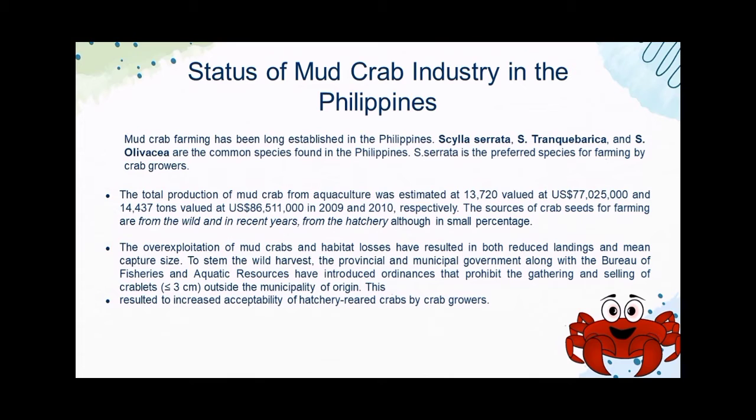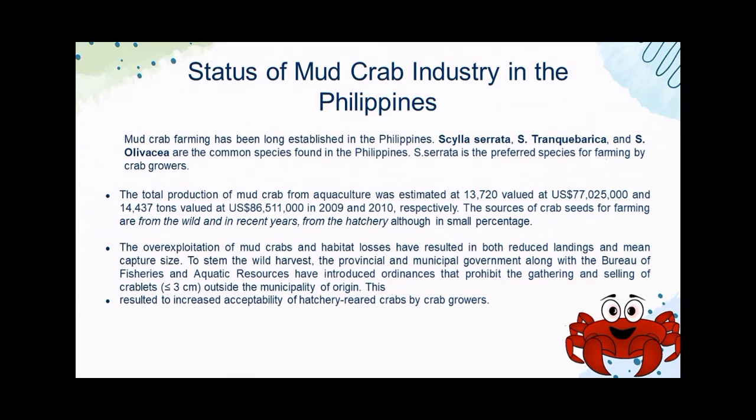To stem the wild harvest, the provincial and municipal governments, along with the Bureau of Fisheries and Aquatic Resources, have introduced ordinances that prohibit the gathering and selling of crablets. These are crabs smaller than 3 centimeters outside the municipality of origin. So this resulted in increased acceptability of hatchery-reared crabs by crab growers. So it helps to repopulate the crabs para hindi sila maubos.